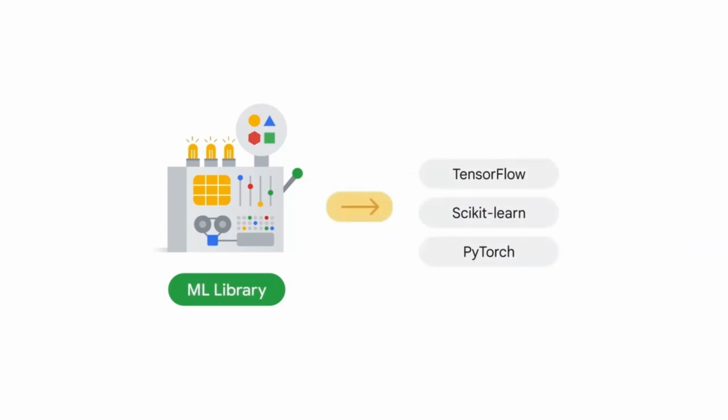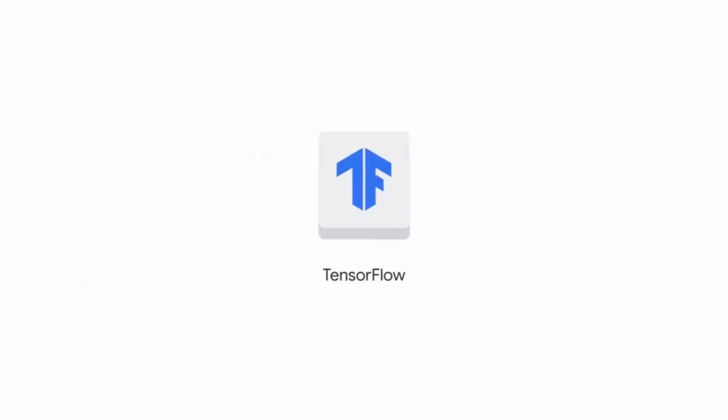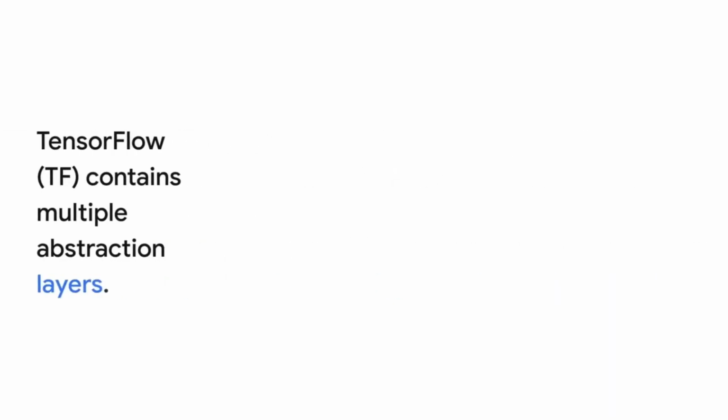As a data scientist, you might already be familiar with popular ML libraries like TensorFlow, Scikit-learn, and PyTorch. They are open source and widely used by a large community of users and developers. Let's explore TensorFlow, an end-to-end open platform for machine learning supported by Google. TensorFlow contains multiple abstraction layers. You use TensorFlow APIs to develop and train ML models. The TensorFlow APIs are arranged hierarchically, with the high-level APIs built on the low-level APIs.